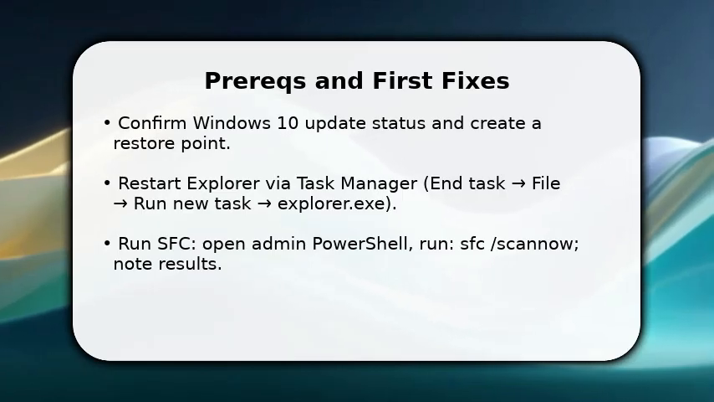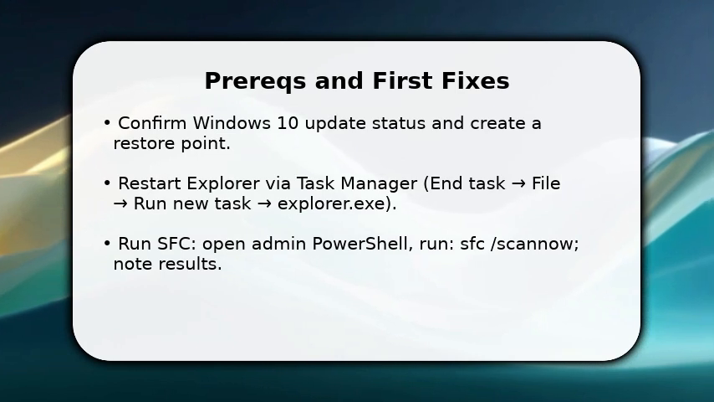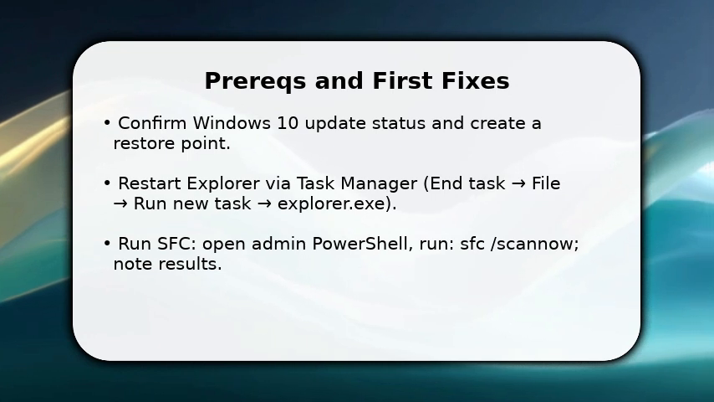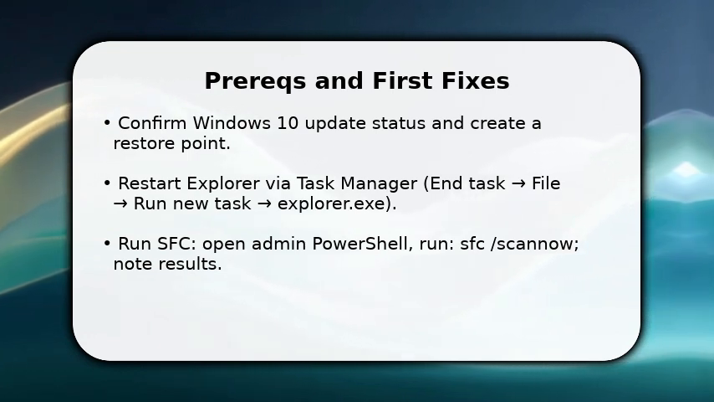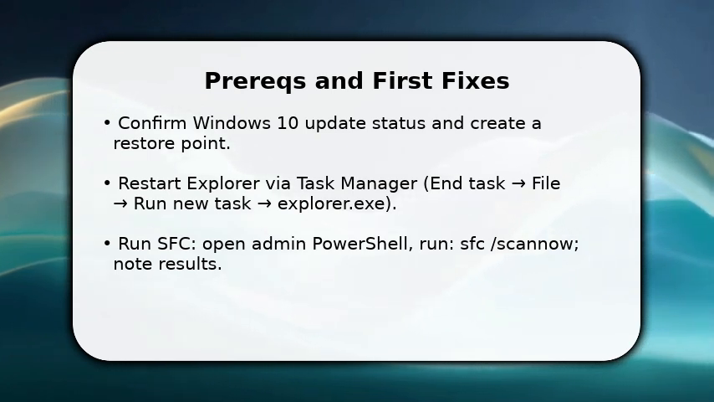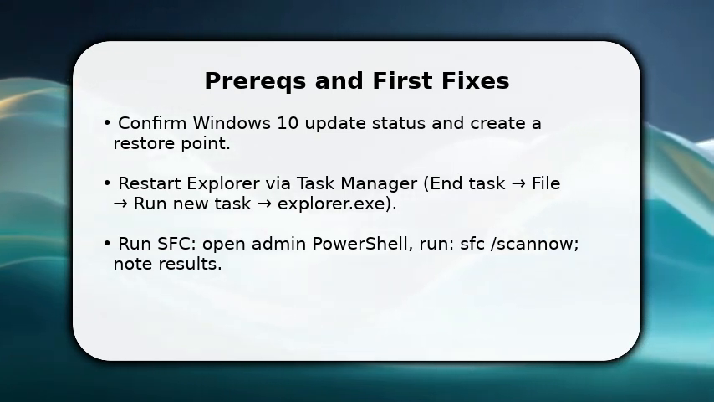You start with Essentials. Make a restore point and ensure Windows 10 is updated so changes are reversible. Open Task Manager and end the Explorer process, then use File, right arrow, Run new task, right arrow, type explorer.exe to restart the shell. This often clears UI hangs.